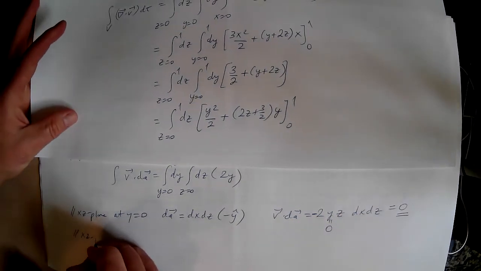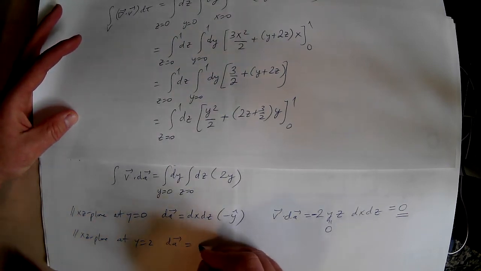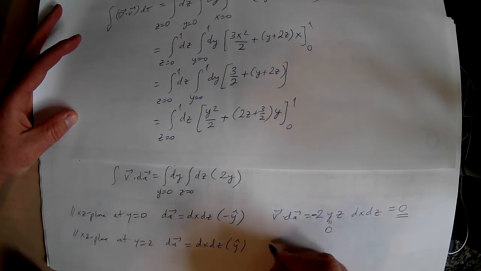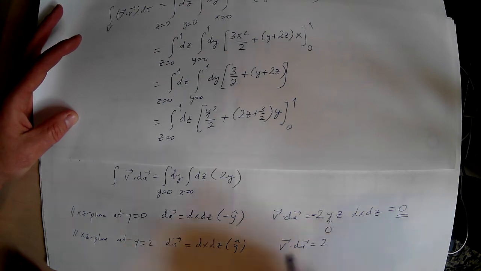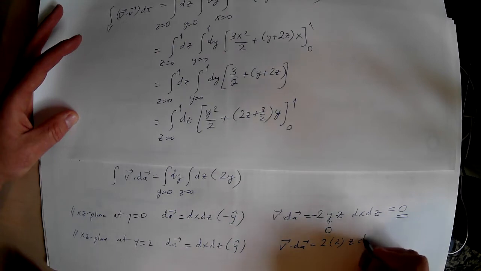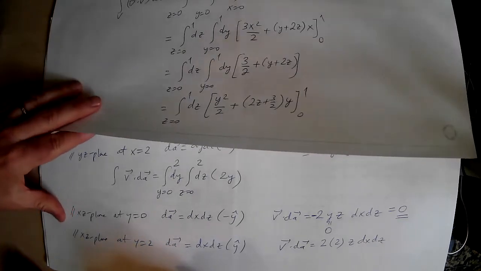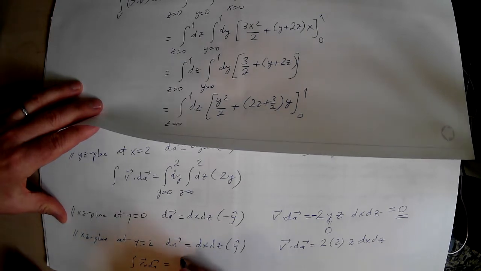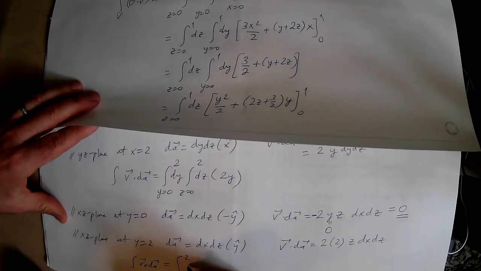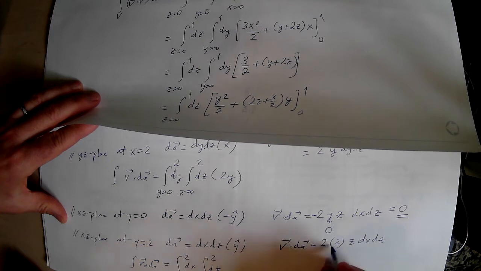Now, parallel to xz plane at y equals 2. Well, similar story. So we have dx dz, positive y hat, v dot dA becomes 2y, which is 2 times 2 z, dx dz. So we have 4z dx dz. Okay, so v dot dA. So I have x equals 0 to 2 dx, z equals 0 to 2 dz, and then I have 4z here.